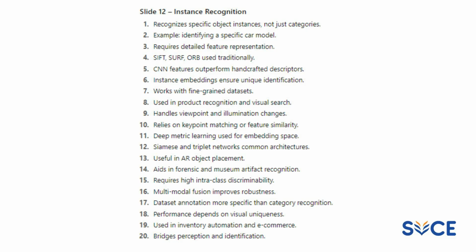Some of the traditional techniques involved: before deep learning, instance recognition relied on local feature descriptors such as SIFT, the scale-invariant feature transform, which extracts key points and descriptors that remain stable under scale and rotation changes. Second one is SURF, the speeded-up robust features, a faster variant of SIFT used in real-time systems. Third one is ORB, the oriented FAST and rotated BRIEF, which is efficient and useful for mobile and embedded applications.